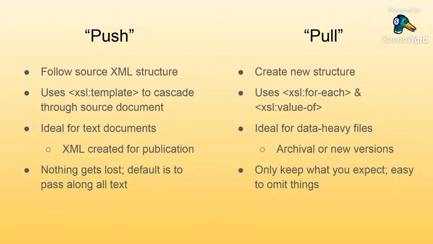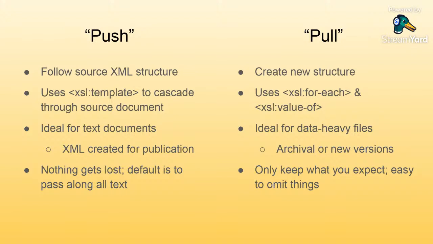A pull process, on the other hand, enables you to create a new structure for your file. So whatever order things might be in the source, you're going to choose what order they're in your result document. It's going to use a lot of for-each and value-of elements to go and get things from various places in the source file, or potentially even if you don't know where they are in the source file, and put them in the specific place you want them in your result file.